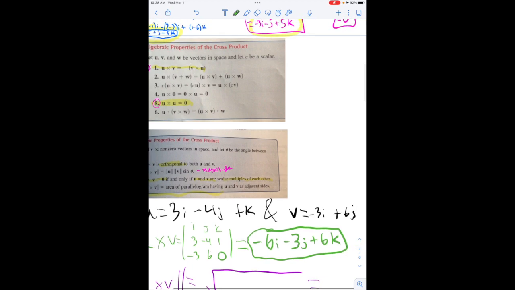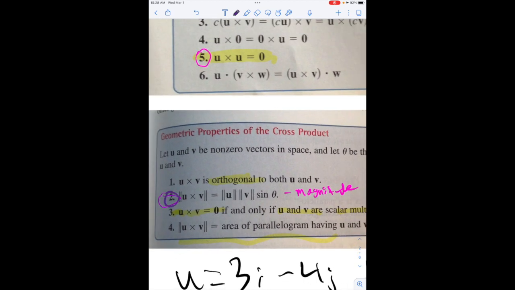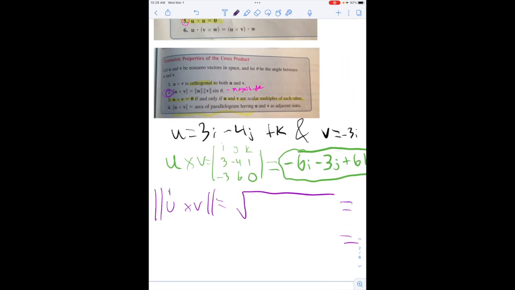If we were to do the next step, which is to find the magnitude of U cross V, again, to find the magnitude, you have to use the square root of each of the terms squared. Negative 6 squared plus negative 3 squared plus 6 squared equals the square root of 81, which equals 9.